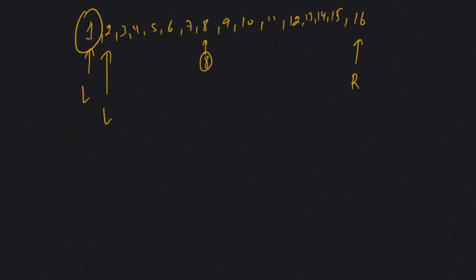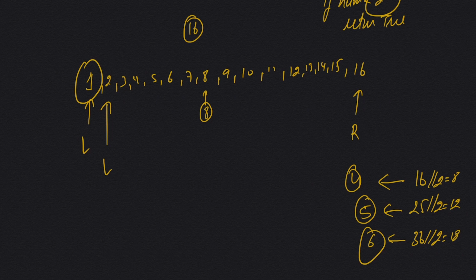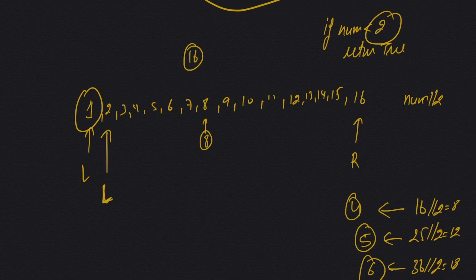So if I take 16, square root of 16 is 4, square root of 25 is 5, square root of 36 is 6. And we can tell that square root is always less than the number divided by 2: 16 divided by 2 is 8, 25 divided by 2 is 12, 36 divided by 2 is 18. That means we can also optimize it by 2 steps. We can put our left pointer at 2 and right pointer at num divided by 2. But it is a very small optimization. So let's do it first without these two optimizations.